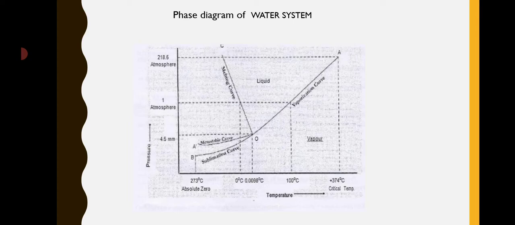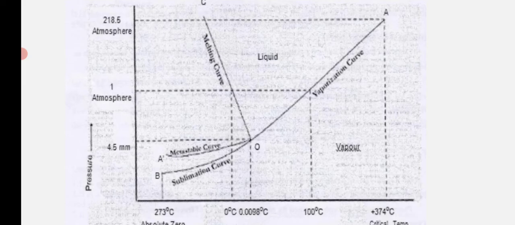First of all, curve OA. Curve OA is called the vaporization curve. It shows the equilibrium between water and vapor. Here phase equals 2, component 1, applying the phase rule equation F equals C minus P plus 2, the degree of freedom is 1, that is univariant. This equilibrium will extend up to 374 degrees Celsius. Above this temperature, the equilibrium will disappear, only vapor will be present.